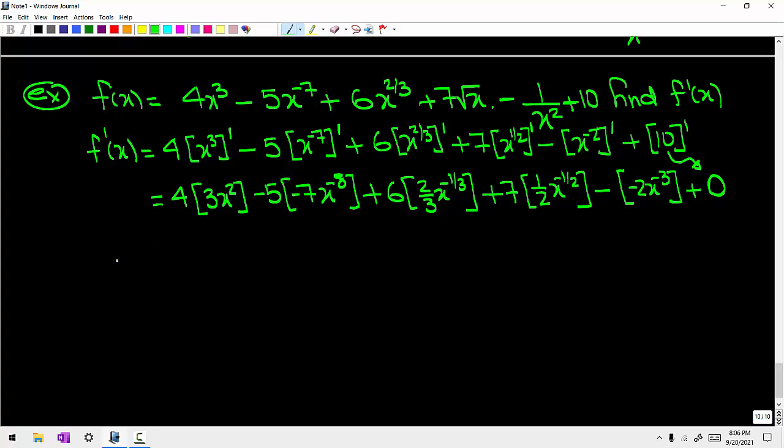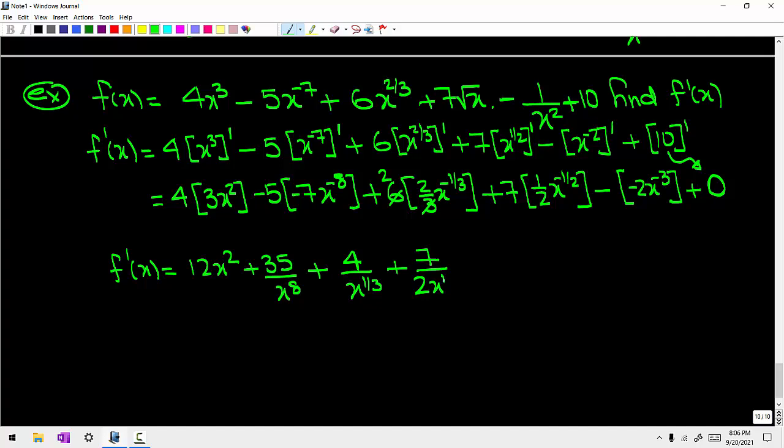And now we can just clean it up. So we get f prime of x: 4 times 3 is 12x squared. Negative 5 times negative 7 is plus 35x to the 8, plus 3 and the 6 will become a 2. 2 times 2 is 4, x to the 1/3. I'm moving the negative exponents down again. Plus 7 x to the 1/2. Again, moving that down. This negative and negative will become a positive, so I get 2 over x cubed.